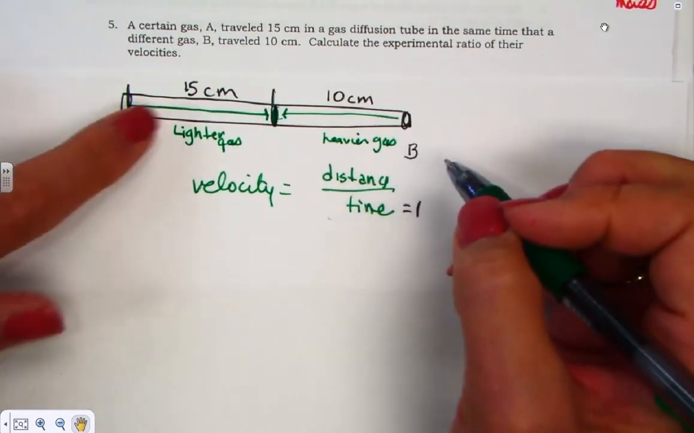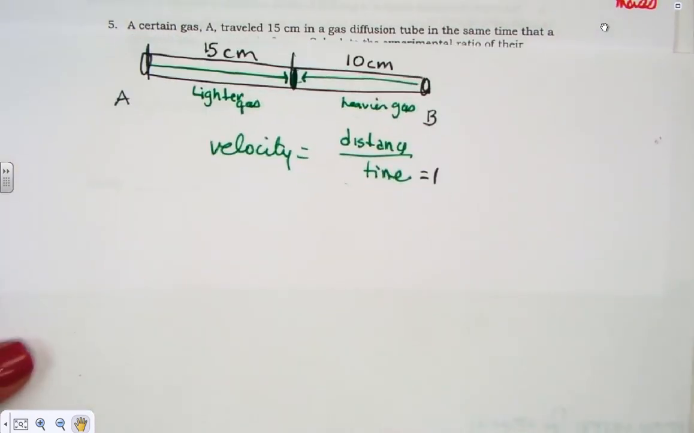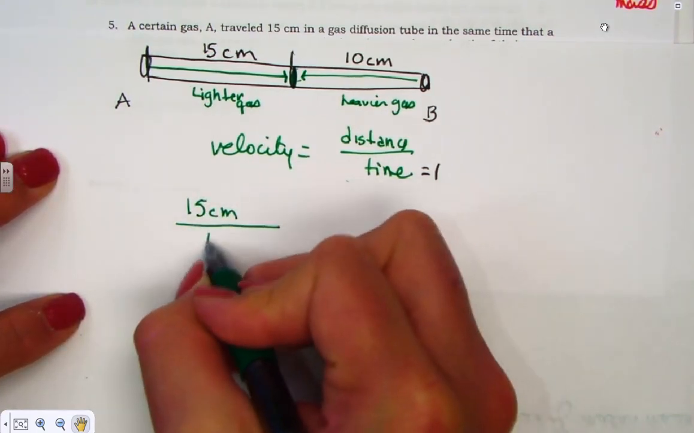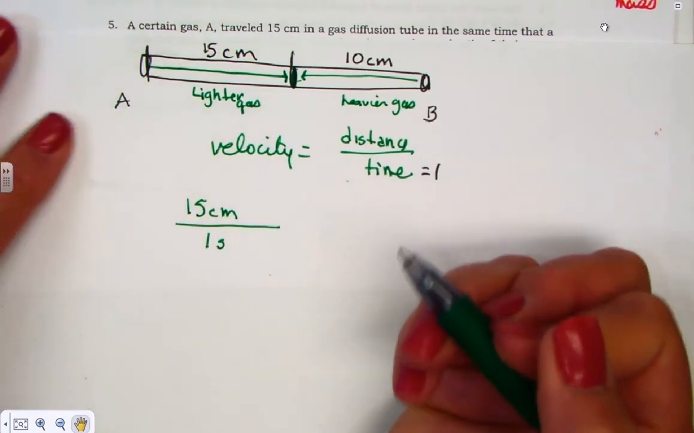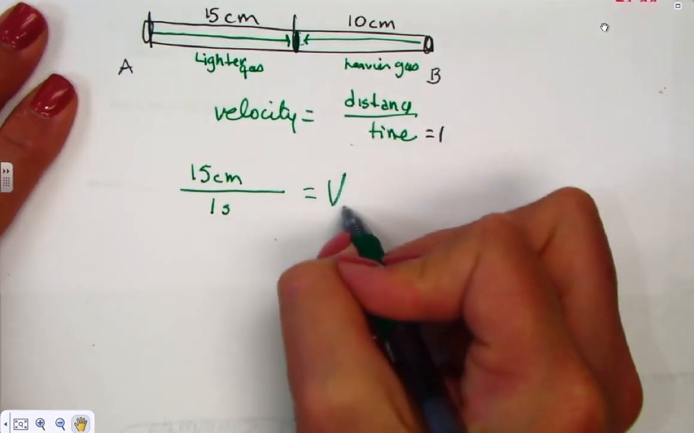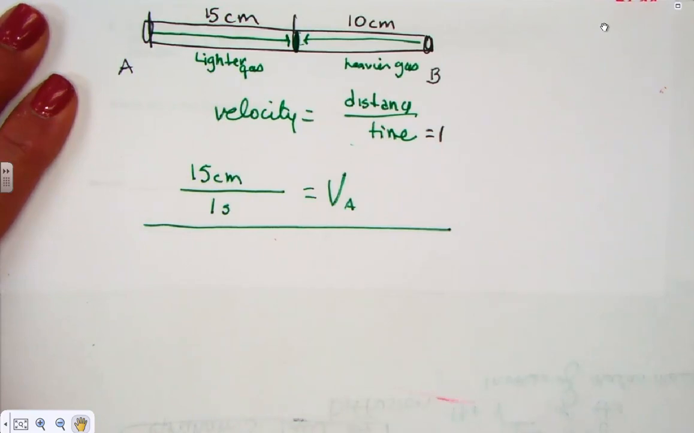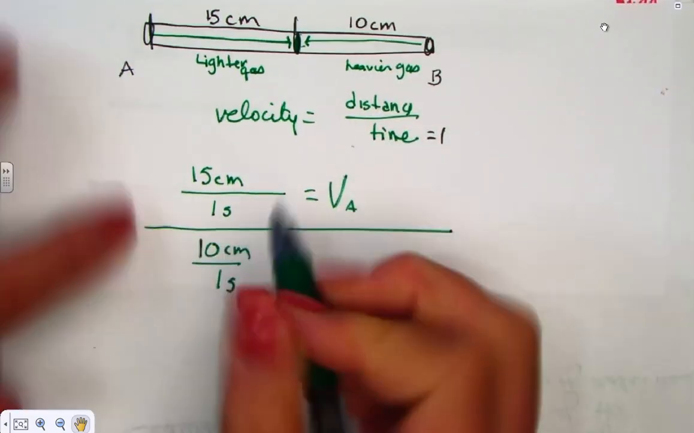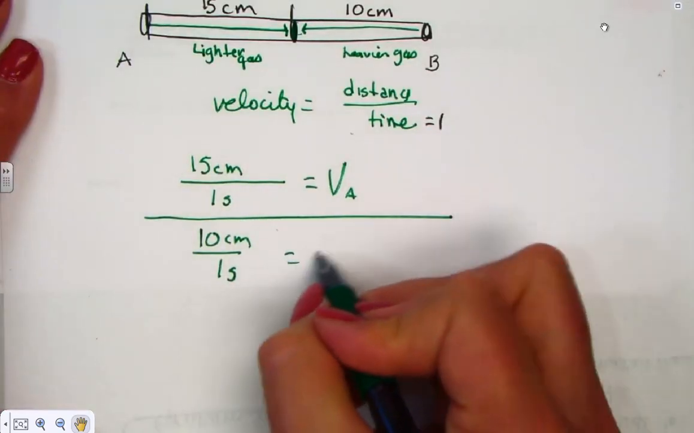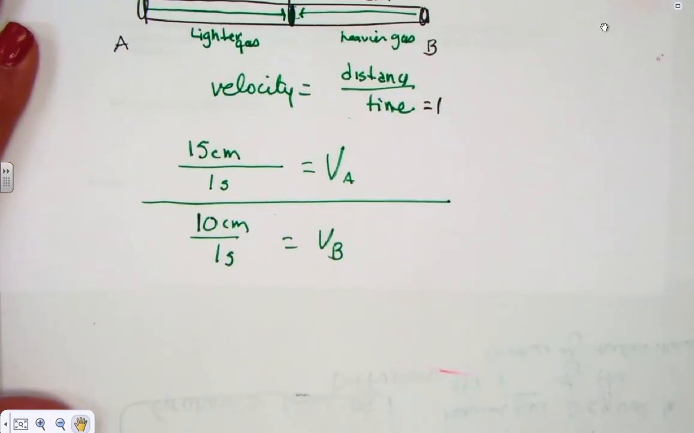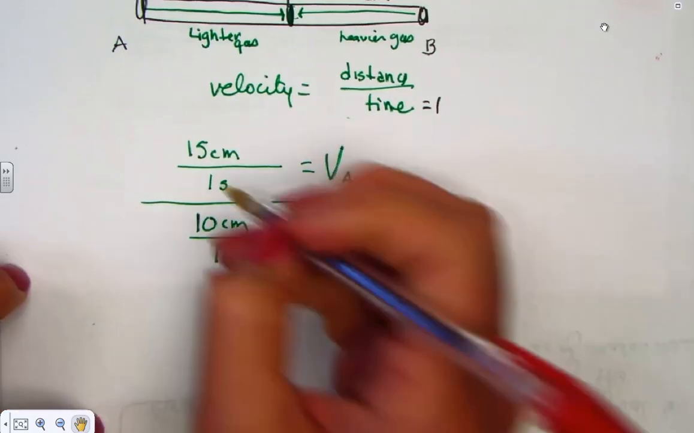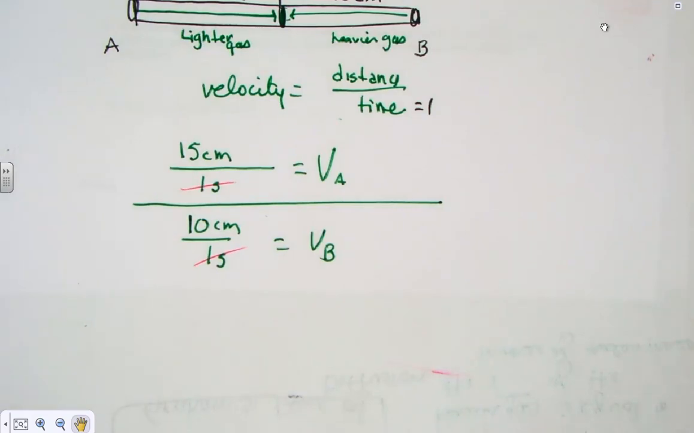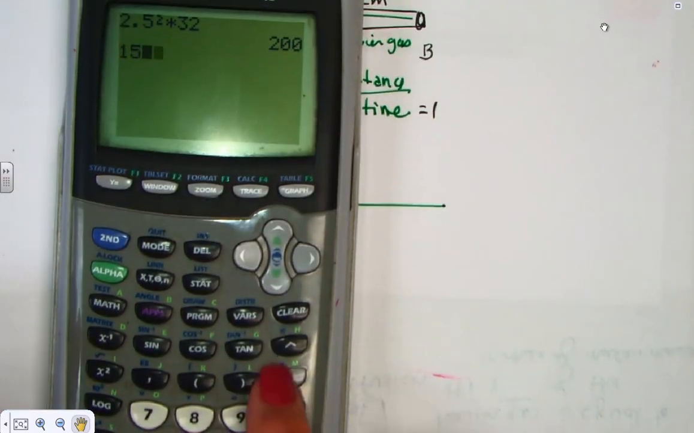So, in other words, this distance for the lighter gas over the heavier gas, 15 centimeters is the distance. Let's just call time 1 second. It doesn't matter. It's going to fall out of the equation. Here's the gas A velocity. Here's gas B, 10 centimeters set over the same time. Make sure those numbers are the same. It's going to fall out. And there's the ratio. We'll see how these just simplify. They're gone. 15 over 10 is the ratio of velocity. Isn't that 1.5?